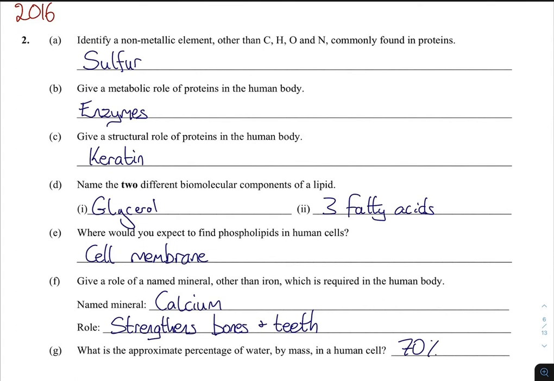What is the approximate percentage of water by mass in a human cell? Now this can actually vary hugely. So if you look at mark schemes, they will accept a wide range of answers here, but I just say 70%.